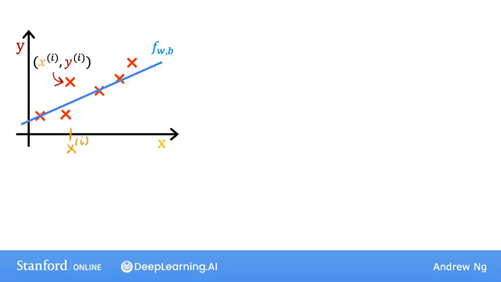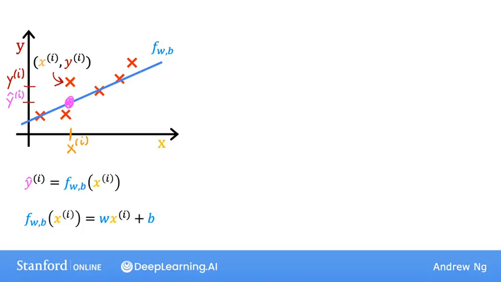For a given input xi, the function f also makes a predicted value for y, and the value that it predicts for y is y hat i, shown here. For our choice of a model, f of xi is w times xi plus b. Stated differently, the prediction y hat i is f of w,b of xi, where for the model we're using, f of xi is equal to w xi plus b.